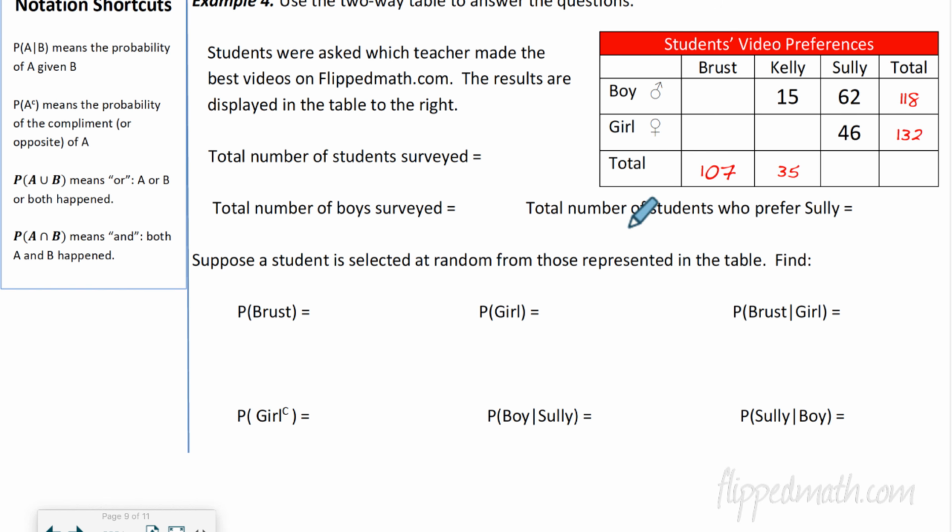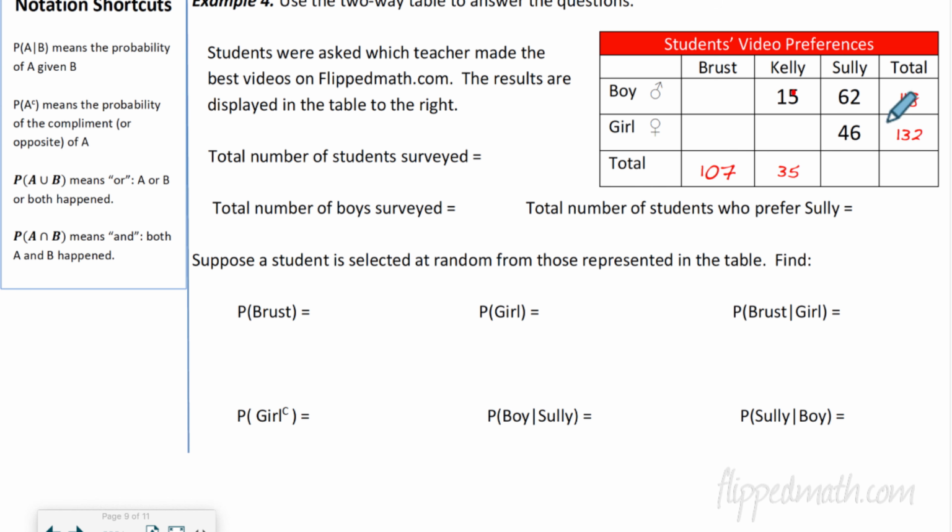We need more practice. So here's example 4. Use a two-way table to answer the questions. Here's some shortcuts to help you. First, we have to complete the table. So right now, pause the video and fill in the table. All these missing spaces right here. Students were asked which teacher made the best videos on flipmath.com. The results are in this table right here. So we need to figure it out. It's based on whether you're a boy student or a girl student, which videos you like. So go ahead and fill that all out right here so we can answer the questions.